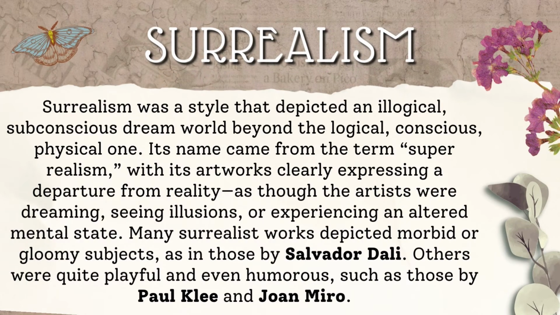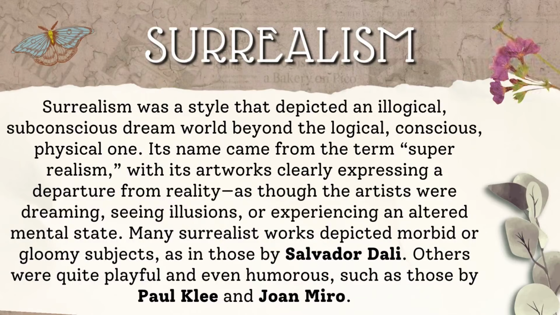Another artwork is called Surrealism. It was a style that depicted an illogical, subconscious dream world beyond the logical, conscious physical one. Its name came from the term super-realism, with its artworks clearly expressing a departure from reality, as though the artists were dreaming, seeing illusions, or experiencing an altered mental state. Many surrealist works depicted morbid or gloomy subjects, as in those by Salvador Dali. Others were quite playful and even humorous, such as those by Paul Klee and Joan Miro.